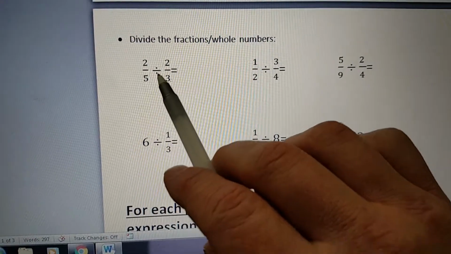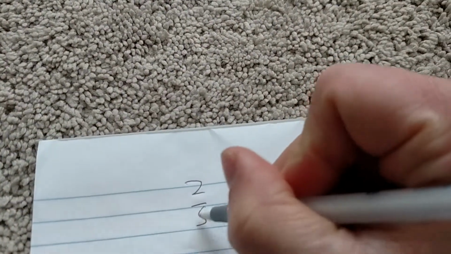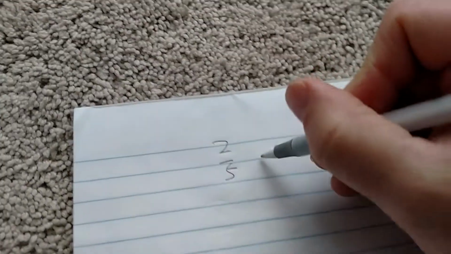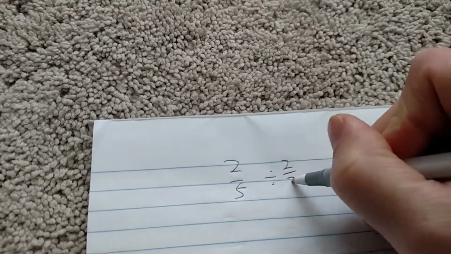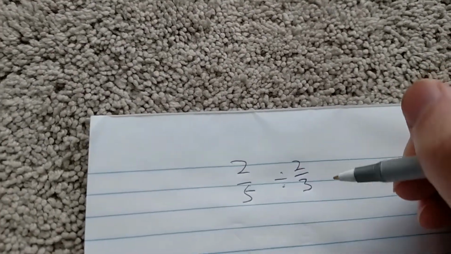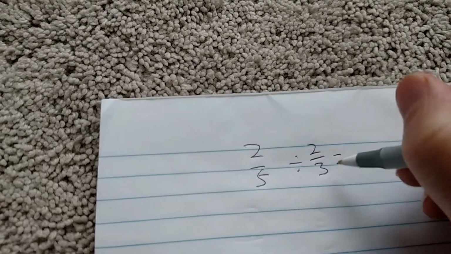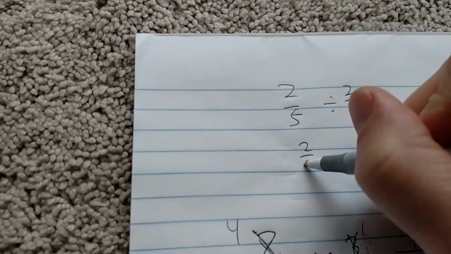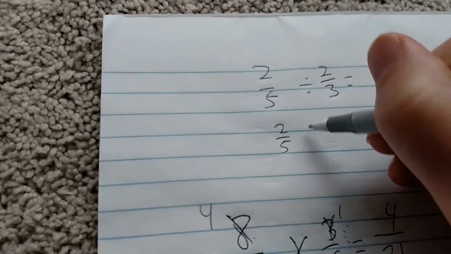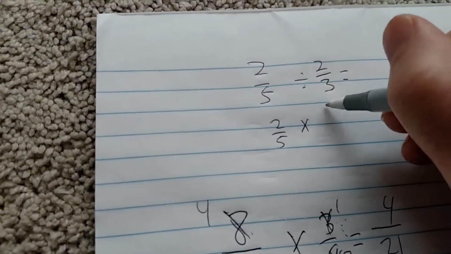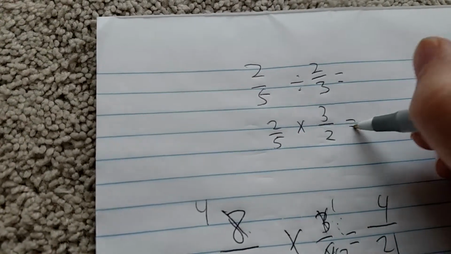So this one, I'll do this one. We have 2/5 divided by 2/3. So now I'm going to rewrite it, and I'm going to flip the second part. 2/5, now it's a multiplication problem, so we're flipping something, times 3/2.